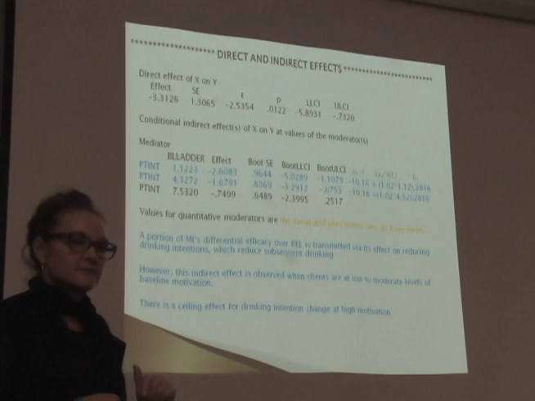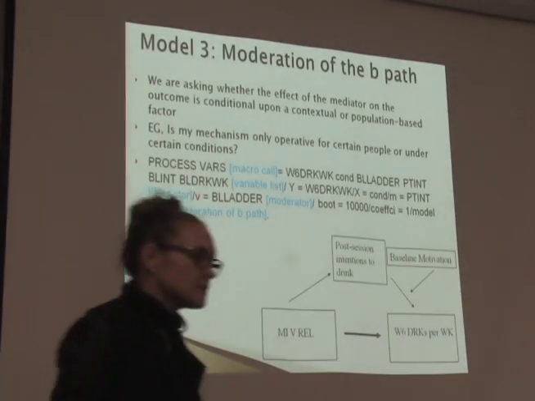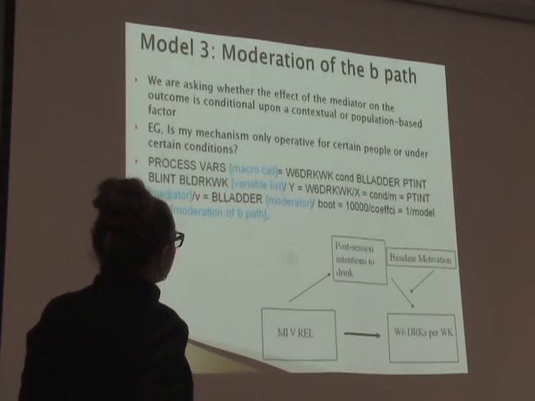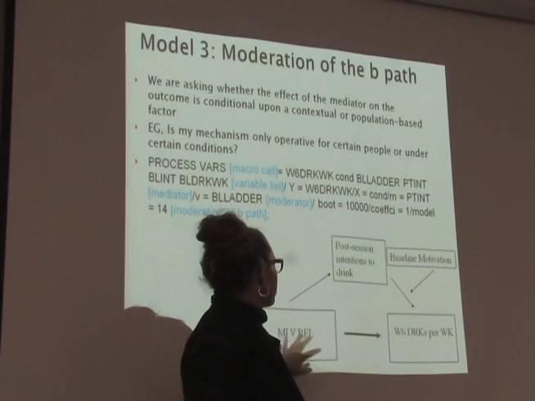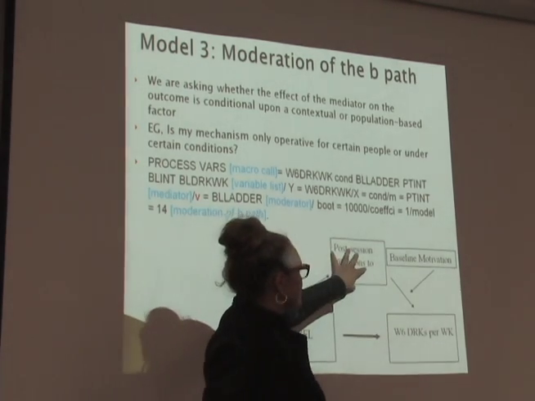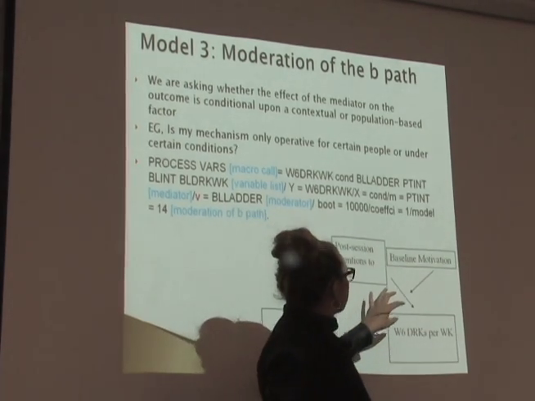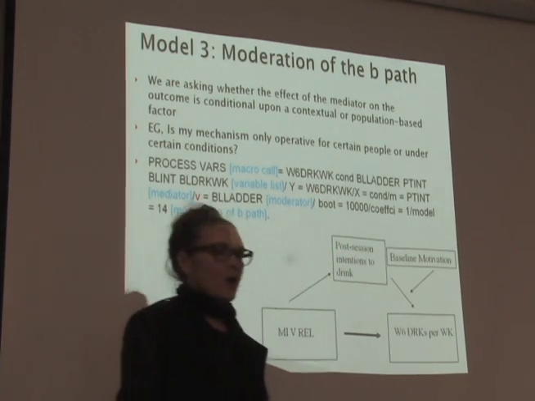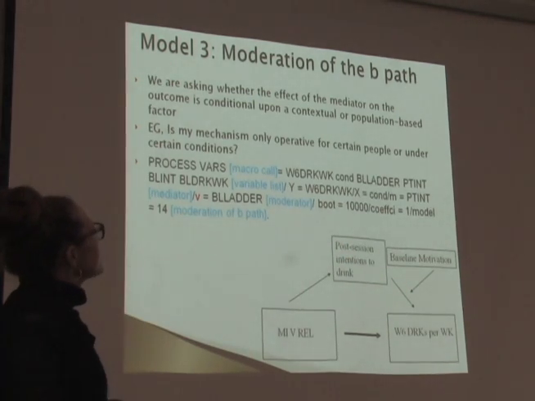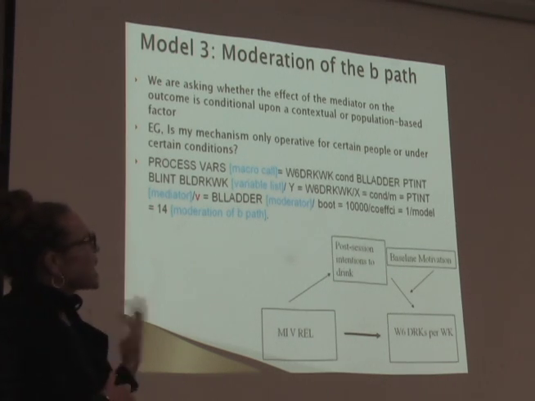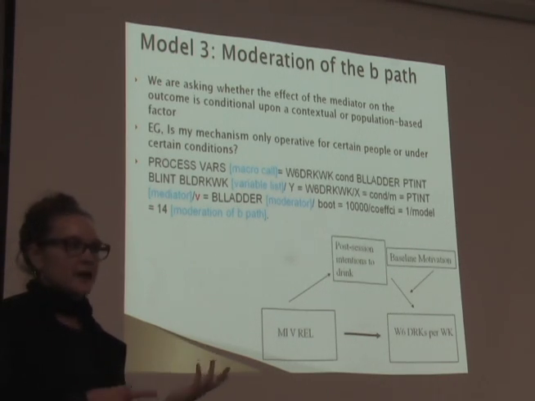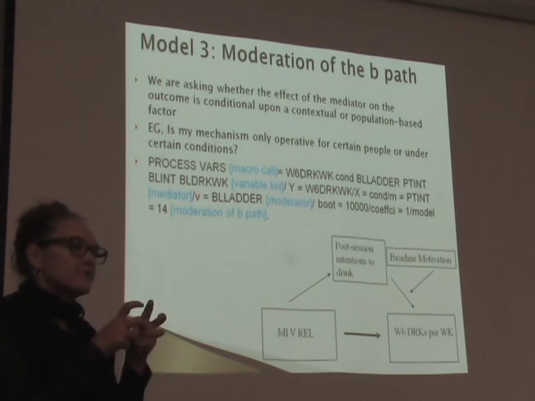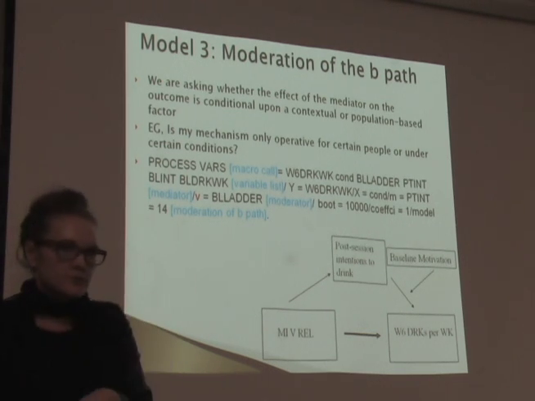Make sense? All right. So we could look at it a different way. We could say, well, actually, I don't think it's really about how MI impacts the mechanism. It's about how the mechanism impacts the outcome. So this would be an example where we're asking whether the effect of the mediator on the outcome is conditional on a contextual or population-based factor. The mechanism is only operative under certain conditions or for certain people.